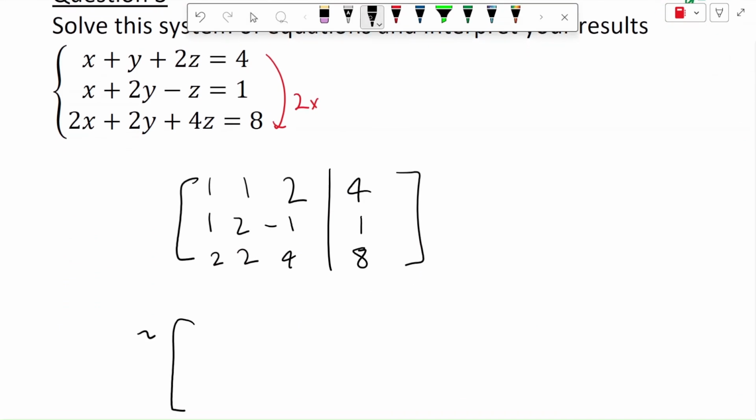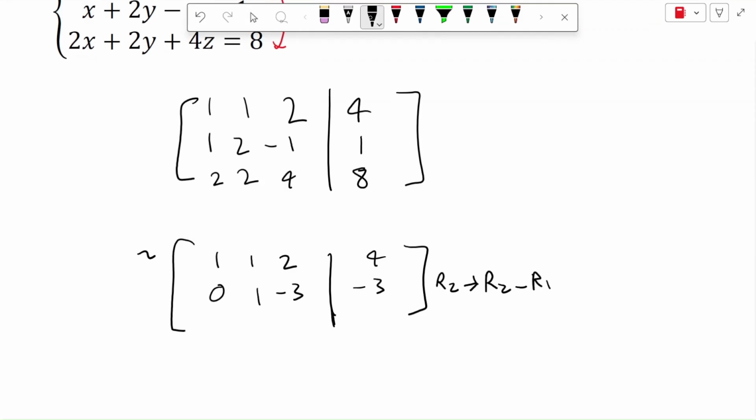Okay, so that's 1, 1, 2, and 4. Row 2 can just go to row 2, take row 1. So that becomes 0, 1, minus 3, and minus 3. And then if we try and do this row operation here, row 3 should go to row 3, take 2 lots of row 1. That gives us 0, 0, 0, and 0.